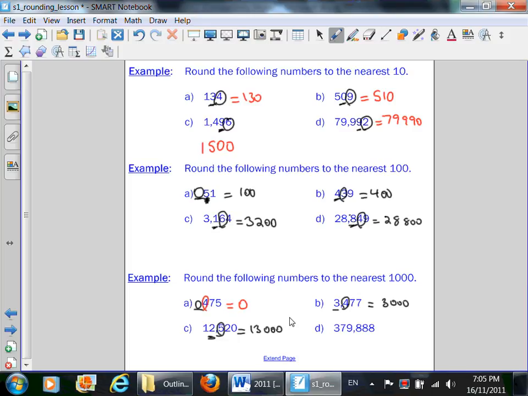And last but not least, we have 379,888. The thousand spot is the 9. The number to the right tells us how to round. It's an 8, so we round up, so that 9 becomes a 0, the 7 becomes an 8, and the 3 stays a 3. So we get 380,000 if we are writing that number as a rounded number to the nearest thousand.